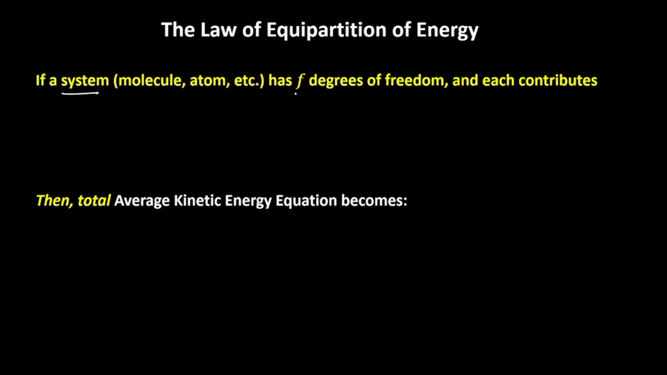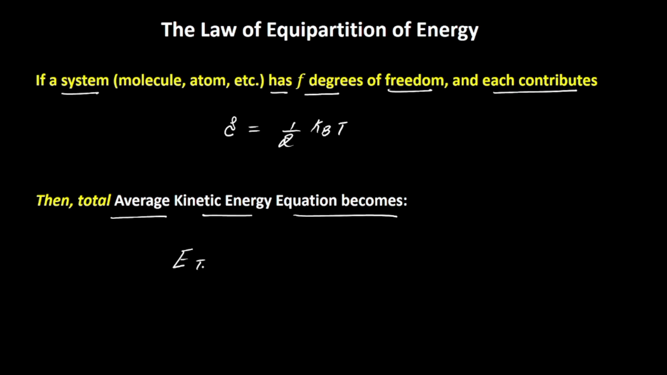So if a system has F degrees of freedom and each is contributing 1/2 kBT, then the total average kinetic energy, E total, would be F times this value. So E total equals F times 1/2 kBT, where F is the degrees of freedom of the system.